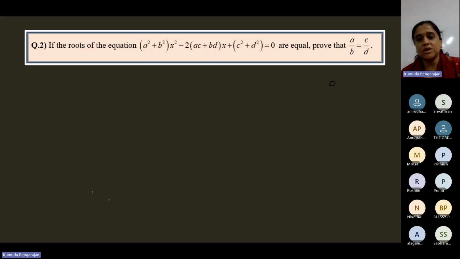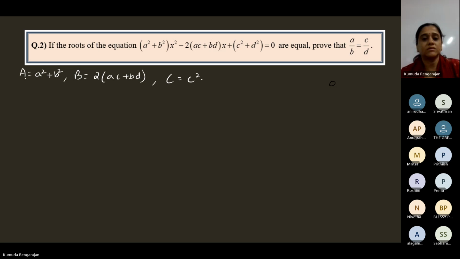If the roots of the equation are again equal, prove that a by b is equal to c by d. Okay, we'll work this together. What's the value of a? Don't work, we'll do it together. What's the value of a? Correct? b, c. We see the x square term, x term and the constant. Coefficient of x square is a, coefficient of x is b, and the constant is c.